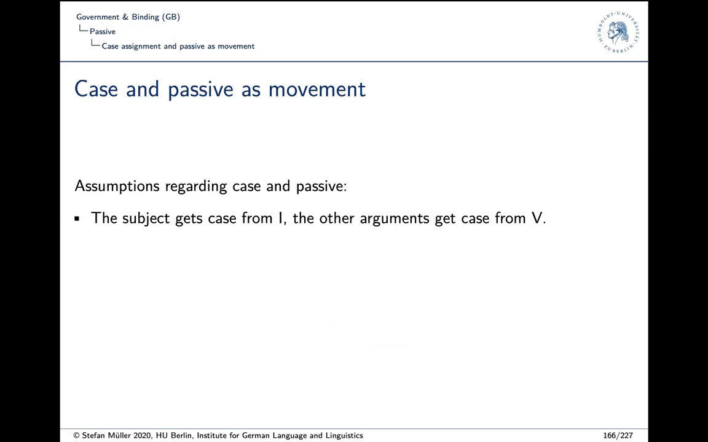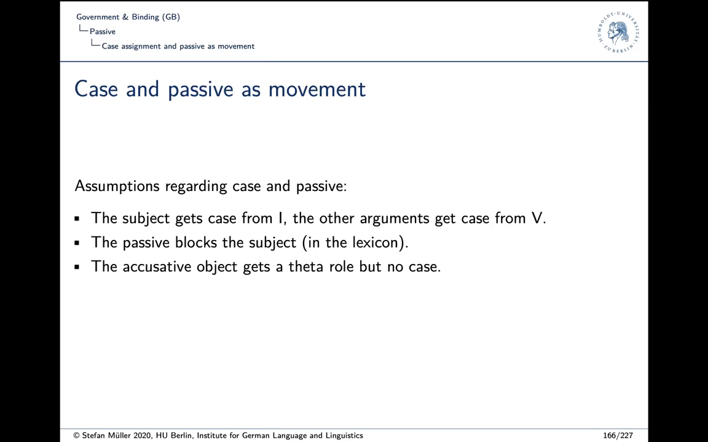The analysis can be described with some sentences as they are given on this slide. The assumption is that the subject gets case from I, in the spec IP position, and other arguments get the case from the verb. The passive blocks the subject in the lexicon, so that's what passive does, right? And the accusative object gets a semantic role, but no case.